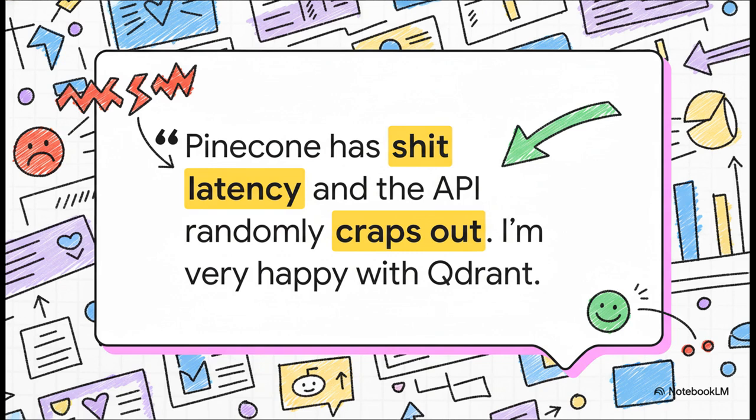I mean, forget the textbook theory for a second. On forums like Reddit, you see the raw, unfiltered feedback. Here's a developer being incredibly blunt about their experience with a vector database, which is a special kind of database for AI called Pinecone. They're citing latency and reliability problems, and they're praising a competitor, Qdrant. This is the real talk.